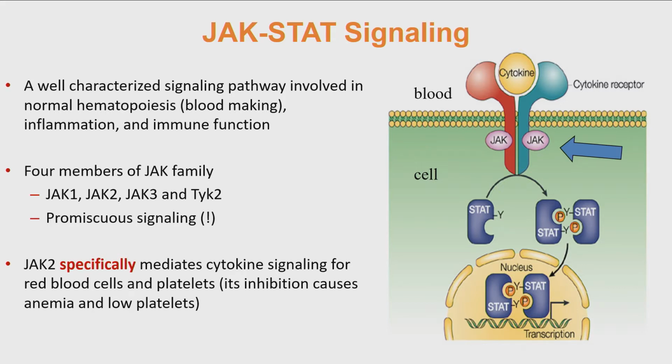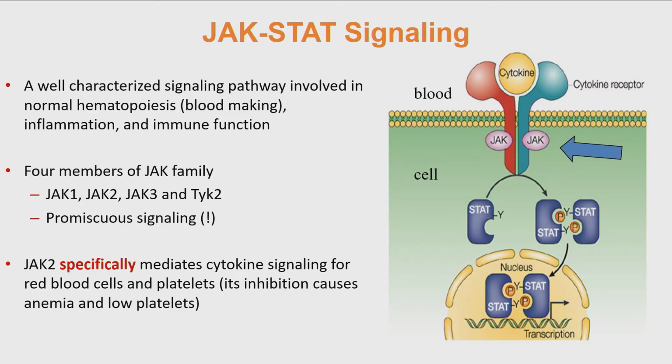We learned about this pathway where there is a receptor. These are proteins that go through the membrane. We call them receptors. And there are proteins that we call cytokines that go around in the blood. They attach themselves to the receptors, and there is this JAK. That's an enzyme, a protein, that gets activated when the cytokine binds to the receptor. The JAK activates the STAT, and the STAT makes the cell do something. So the JAK-STAT pathway is one of the signaling pathways inside the cell. And we learned that this pathway is involved in blood making, and it's involved in inflammation and immune function.